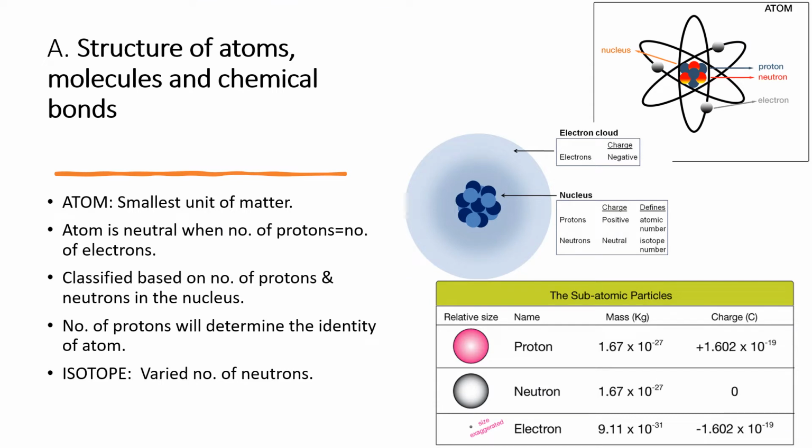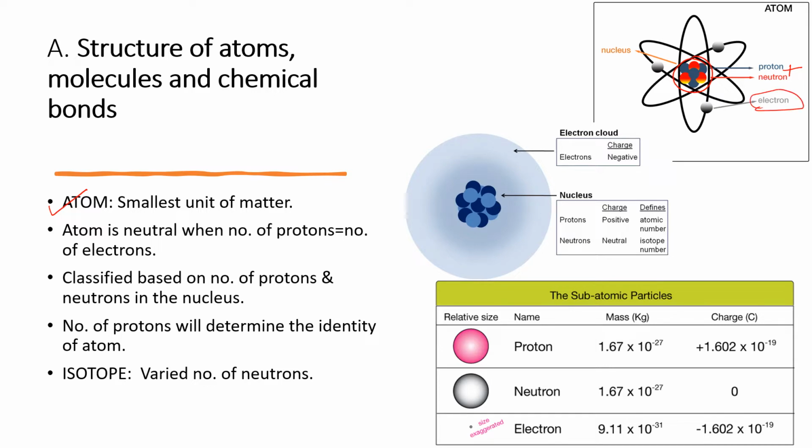So firstly, we'll discuss the structure of atoms, molecules, and also the chemical bonds which are present over here. So atom, as we know, is the smallest unit of matter. It is that unit of matter which is not divisible anymore. So it is the finest particle. An atom consists of a nucleus, and that nucleus comprises protons plus neutrons. And apart from this, it also contains the electrons.